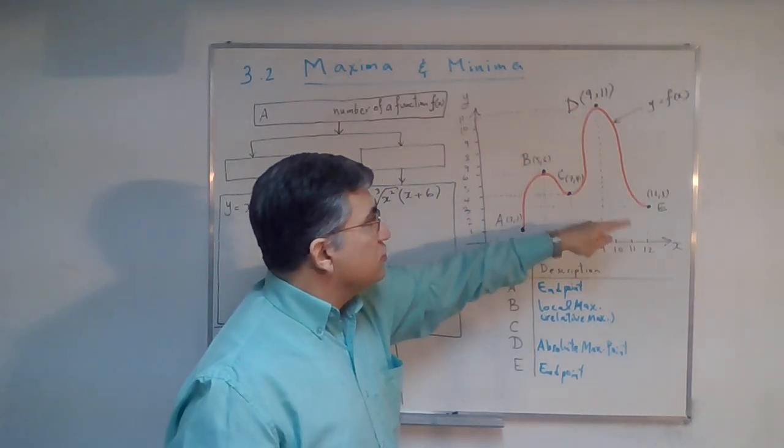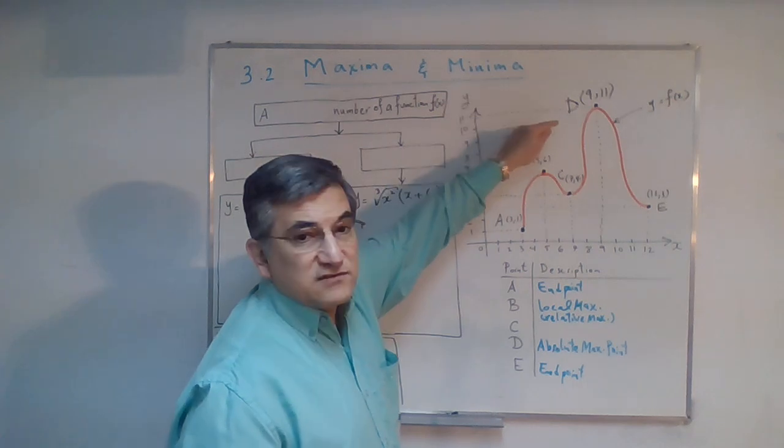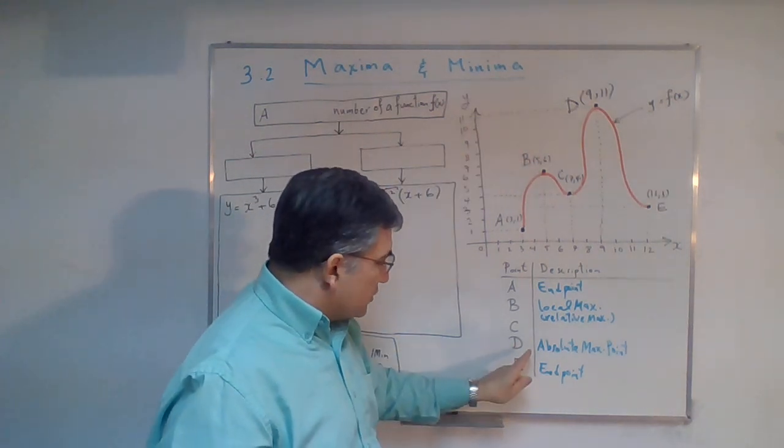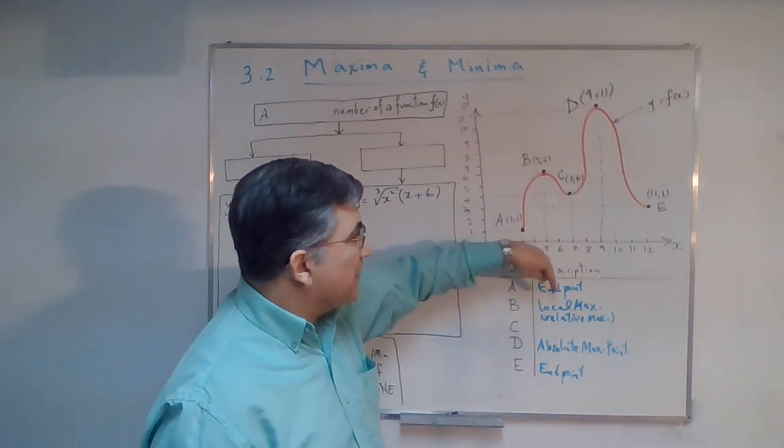Look at these other points. Nobody has the highest y value of 11 that point D has. So point D is called absolute max point, but point B is called local max point.